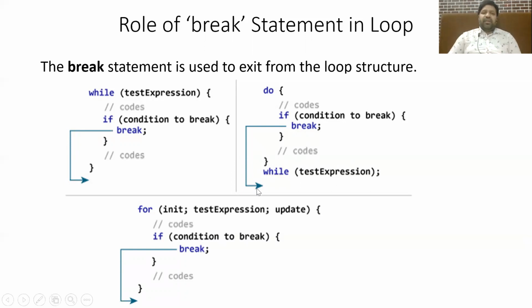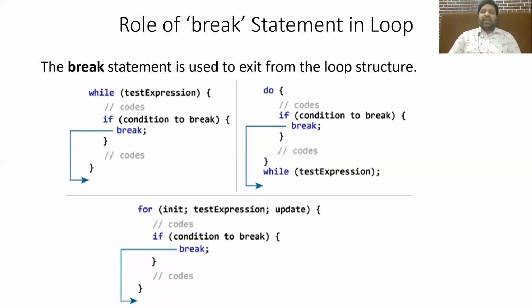The first statement is called the break statement. Now what is a break statement? The break statement is used to exit from the loop structure. Anytime a break statement is executed within the loop, the loop will terminate. The program will not terminate. Let's make it very clear, the program will not terminate, only the execution of that loop will terminate.